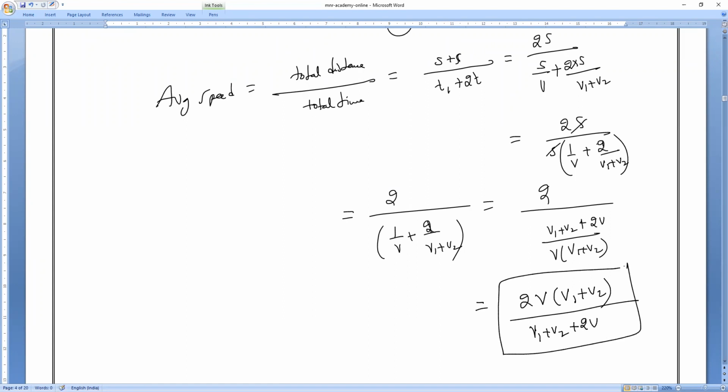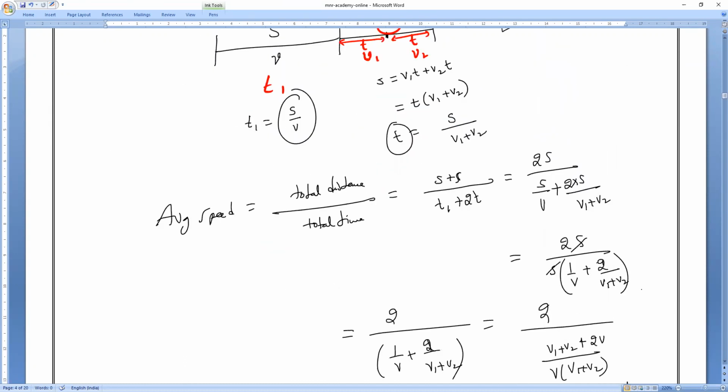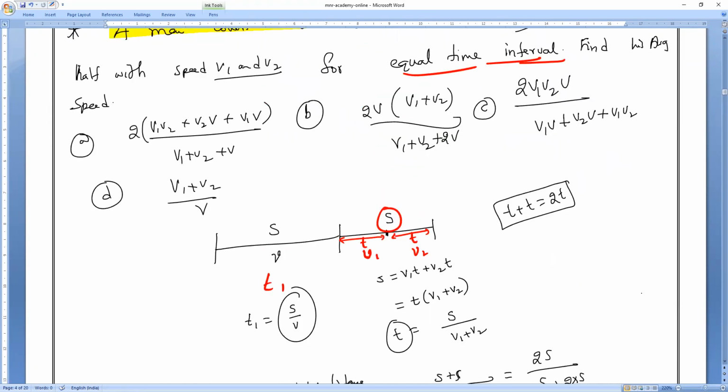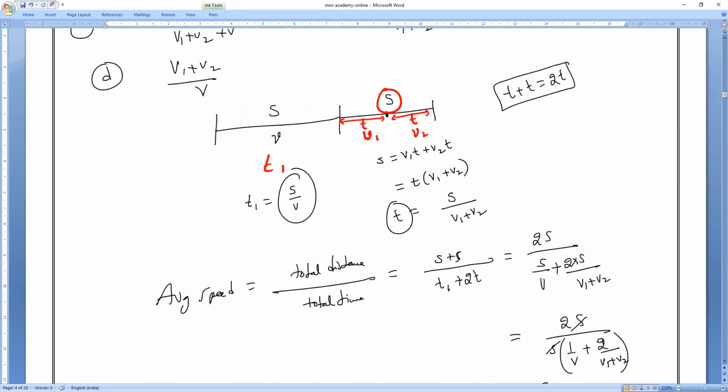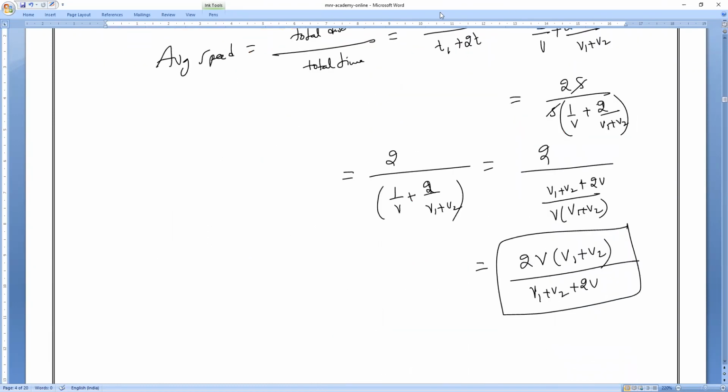So this is the answer. Now tell me the correct option. I have given you 4 options. The answer is 2v into v1 plus v2 divided by v1 plus v2 plus 2v. What is the correct option, everybody? Option B. Laksha, understood?